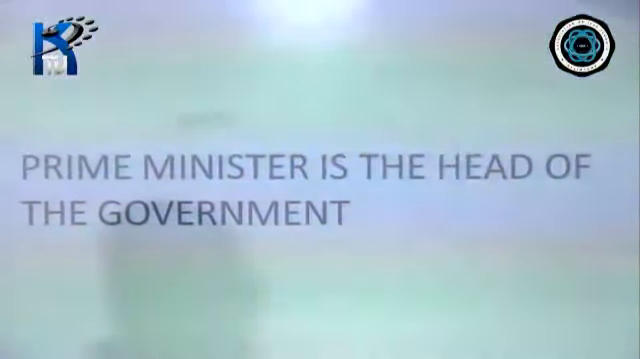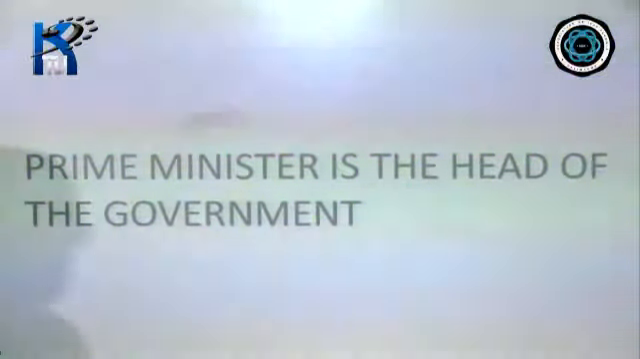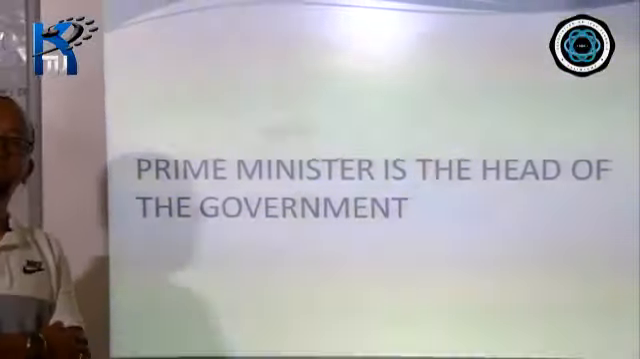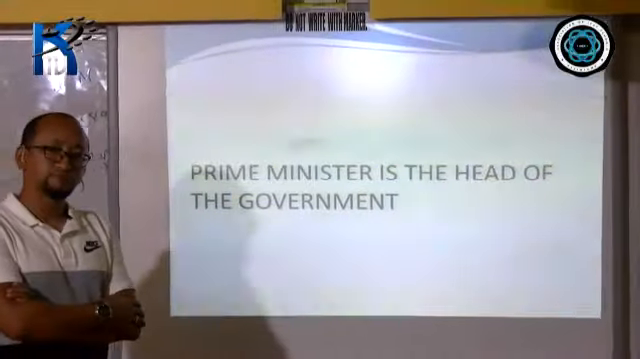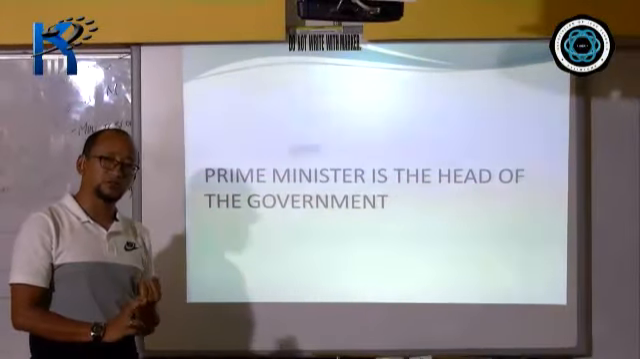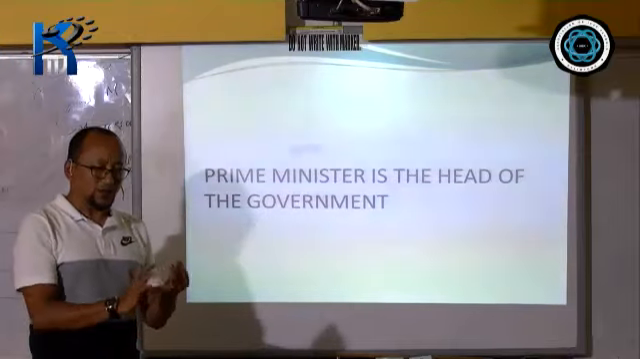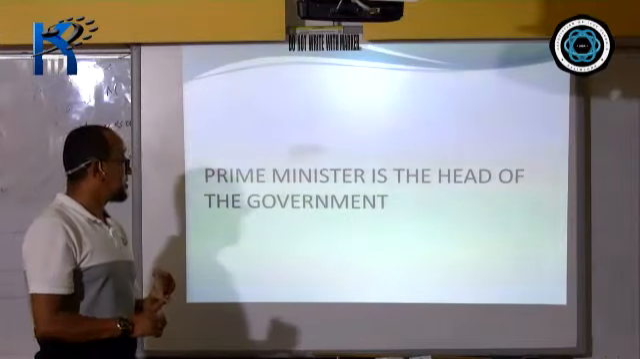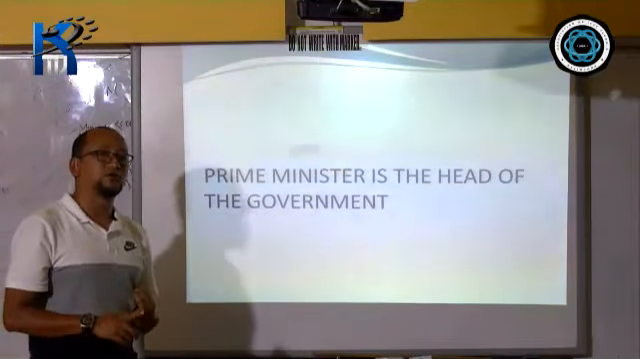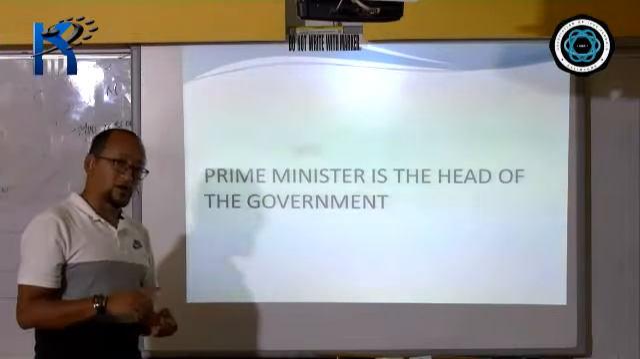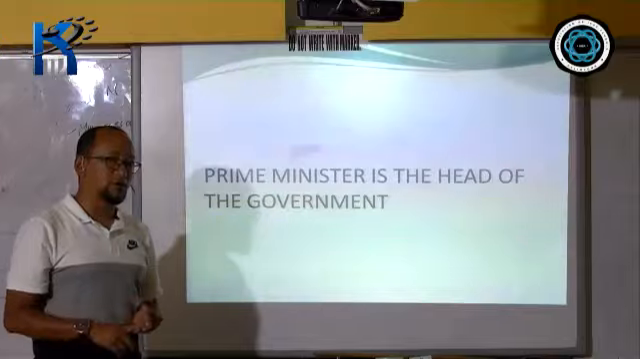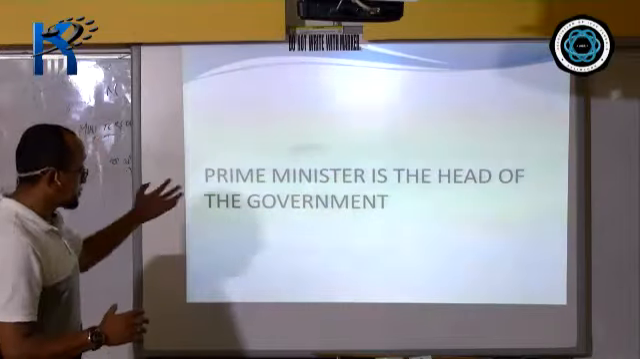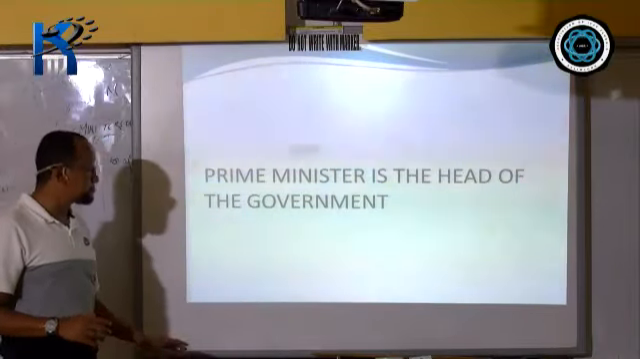The Prime Minister in a parliamentary form of government, he is the real executive, number one. He is the leader of the majority party. He is the leader of the government. He is the person who is taking all the important decisions. Right? So these are the basic points which you shall write. All the important decisions are taken by the Prime Minister in a parliamentary form of government. He advises the President. It may be carried out in the name of the President, but only on the advice of the Prime Minister. Right? So this is another very simple point.